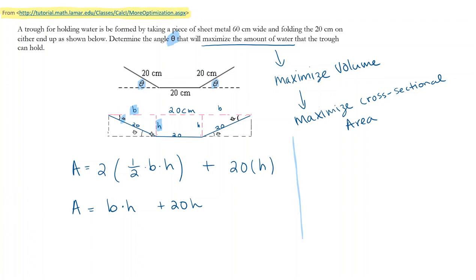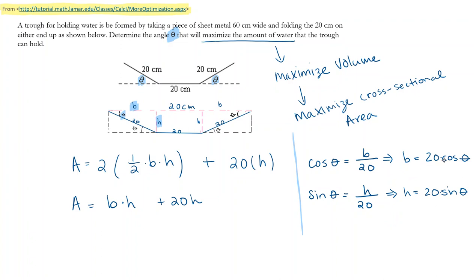In each case, we know the measure of the hypotenuse. So we could think cosine of theta. That's going to be the adjacent side length divided by the hypotenuse. In our case, the adjacent side length to theta is b. Additionally, sine of theta is the opposite side length over the hypotenuse. The hypotenuse is 20, and the opposite side length to theta is h. Now we can solve both of these equations to get b and h by themselves. The base is 20 times cosine of theta, and h is 20 times sine of theta.